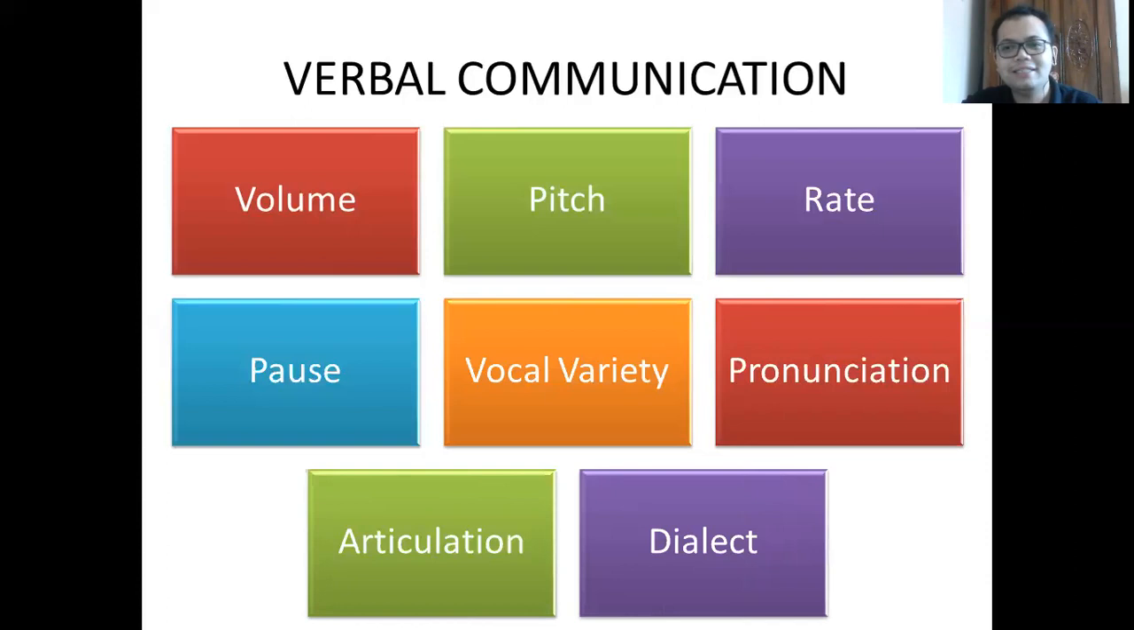The last but not least is dialect. Don't be mistaken, all right? No matter what dialect that you use, no matter what kind of accent that you use, is not a problem, okay? So do not have a feeling that one dialect or one accent is more superior than the others. It's really a wrong thought, okay? So be proud of who we are.